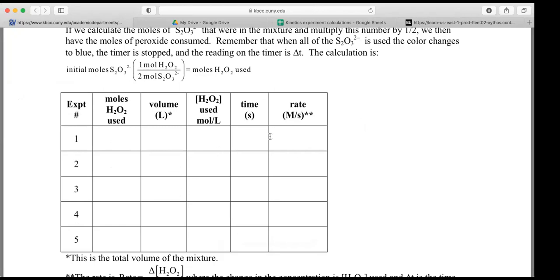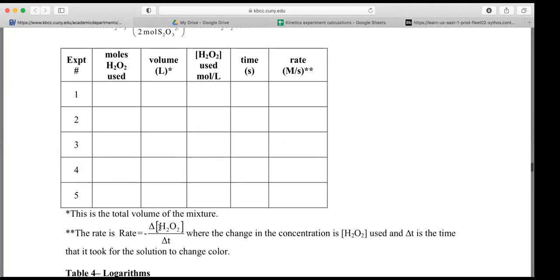Okay. So here's your table 3. Times you're going to put in there. And then rate is easy. Rate is just change in concentration over change in time. Now, actually, the amount being used is positive, but the way we're defining the rate is negative change in concentration. The change in concentration is actually negative. So if this is negative and then you multiply by negative, you get a positive. Or you can just use the positive value here. Either one will work. Divide that by the times, and that will give you the rates.